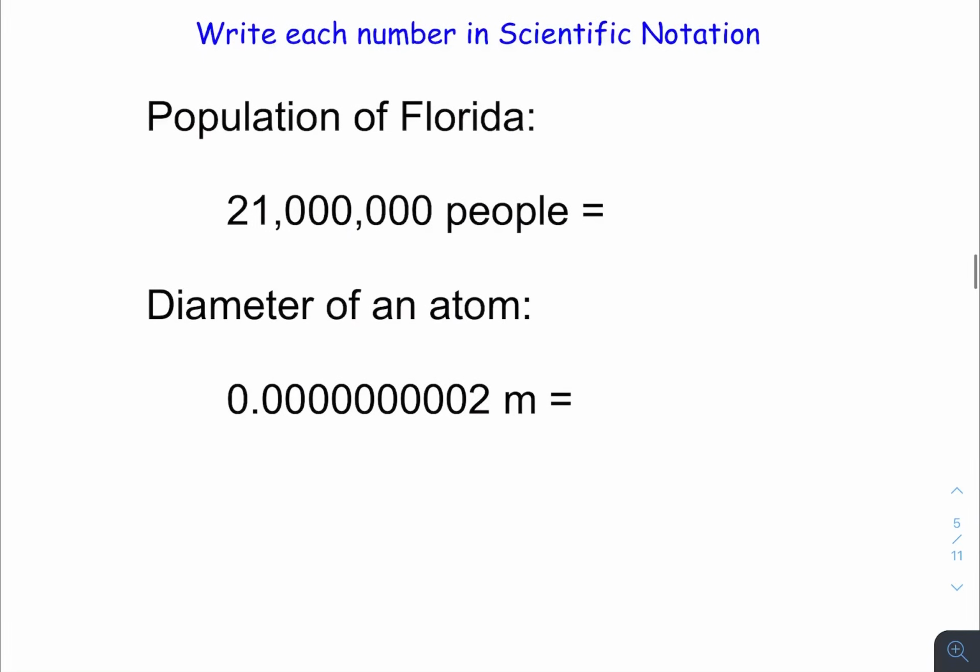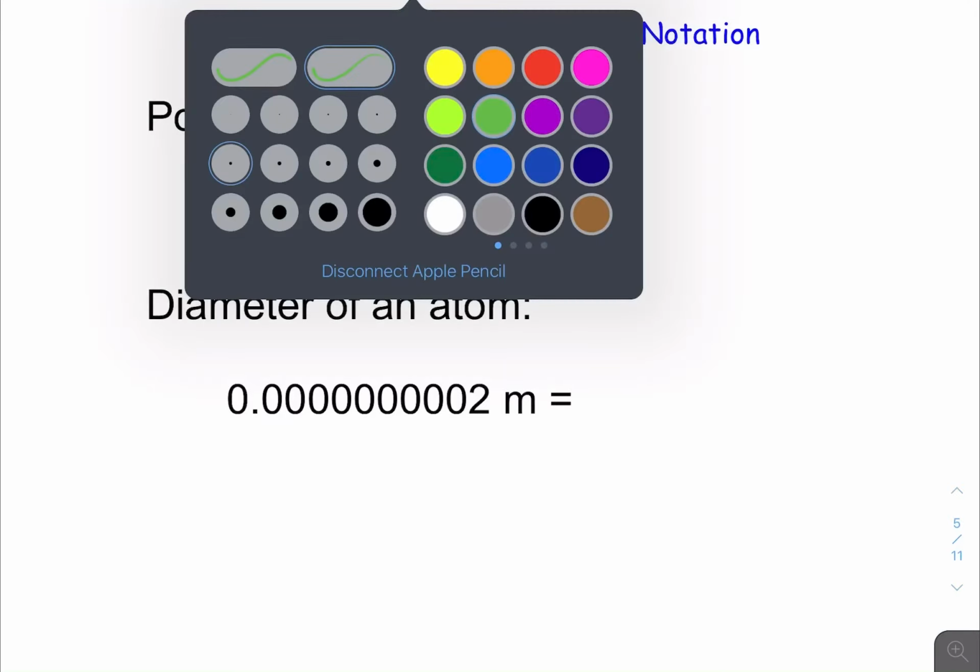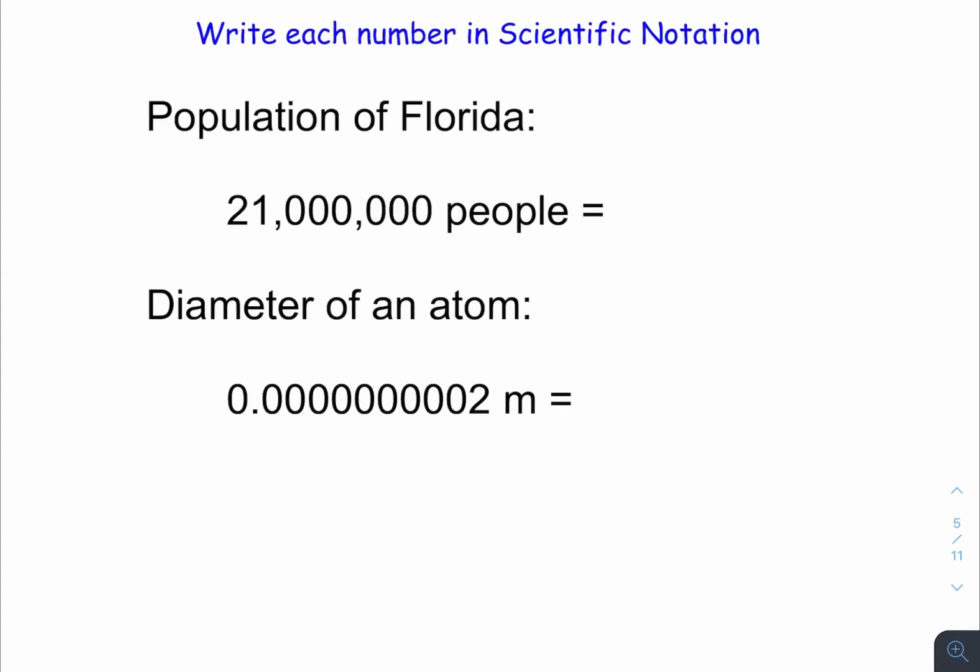So first example, write each number in scientific notation. What we need to focus on is getting our a value. And we talked about that already earlier today, that it has to be between 1 and 10. It can be greater than or equal to 1, but it must be less than 10. So what we're going to do is focus on this value here and find where we can get a single digit number. It might have some decimal after it, that's fine. If we look at the population of Florida, I'm going to put my decimal point right here. Notice my a value is now going to be 2.1.